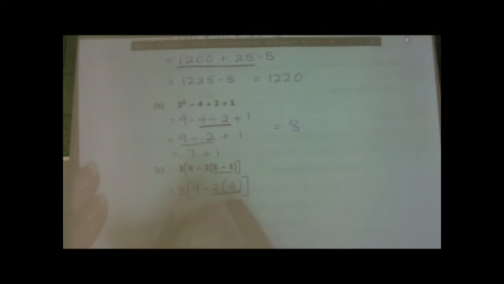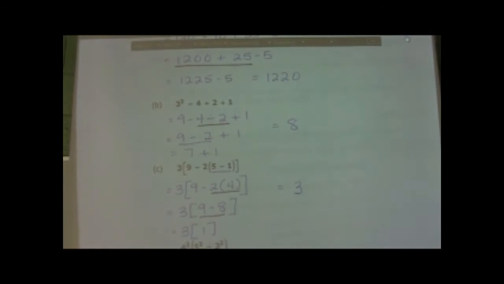So I've got 3 times 9 minus 8. And now we're still working on groupings. We're going to do the 9 minus 8. So 3, 9 minus 8 is 1. 3 times 1. This gives us 3.